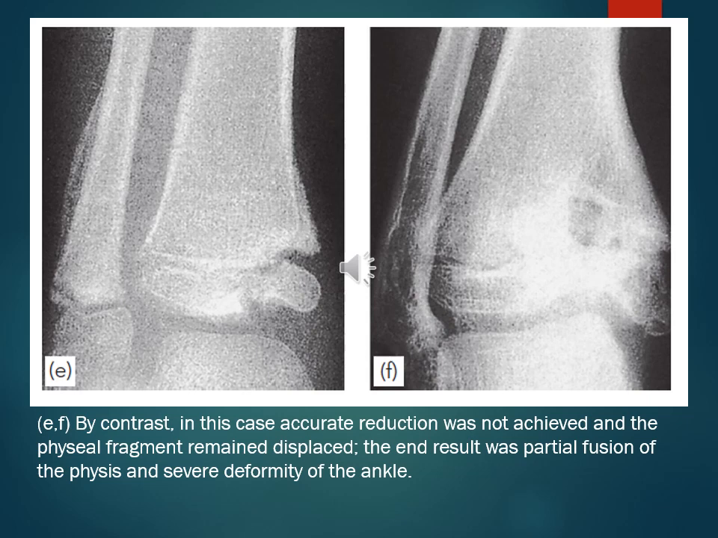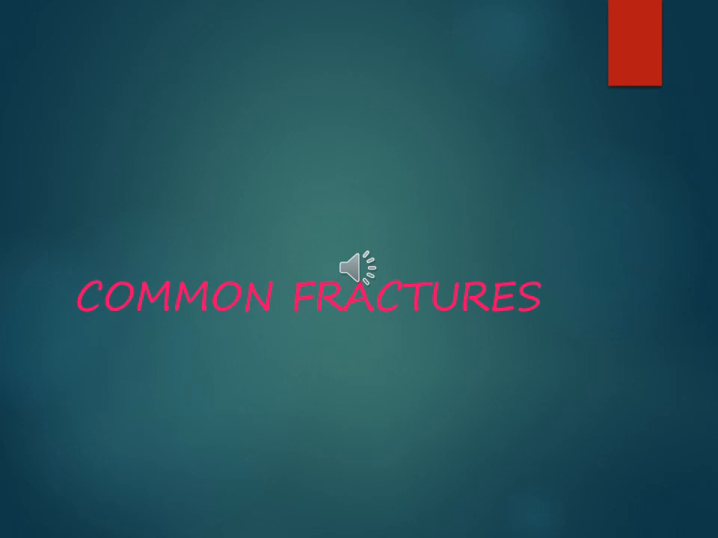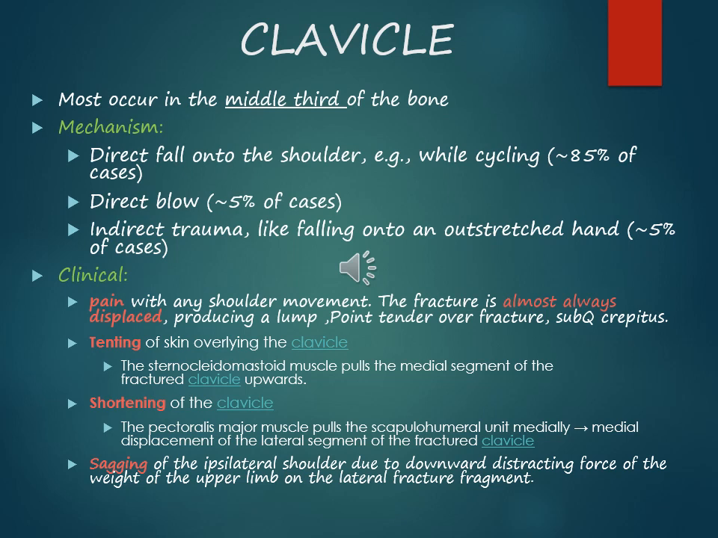Now we will move to specific fractures that can affect children. Clavicle fractures are very common in children. You will need to know the details in these slides, but regarding treatment, 99% of these fractures are managed conservatively without any surgery, as they have a great healing and remodeling potential in children. This is different from clavicle fractures in adults, which can sometimes require surgery.